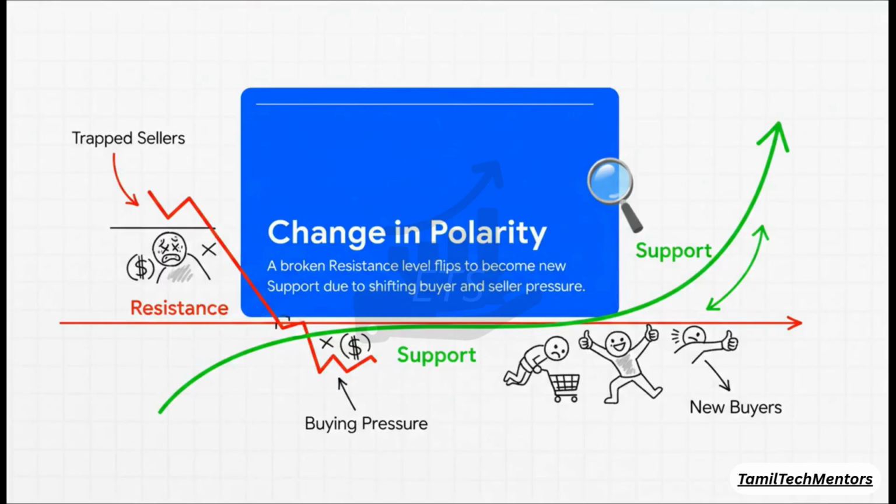So what's actually going on behind the scenes here? It's a principle called change in polarity. When the price finally breaks through that resistance ceiling, two key things happen. First, all the sellers who shorted the stock right there, they're now trapped in losing money. Second, you have a new wave of buyers who saw the breakout and are now eagerly waiting for a chance to get in at a good price. So when the price pulls back to that old ceiling, the trapped sellers buy to cover their losses, and the new buyers jump in. All that buying pressure is what turns the old ceiling into a rock-solid new floor.